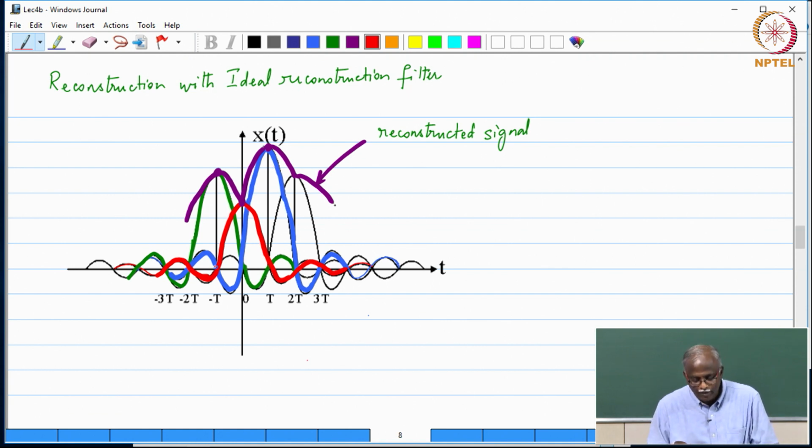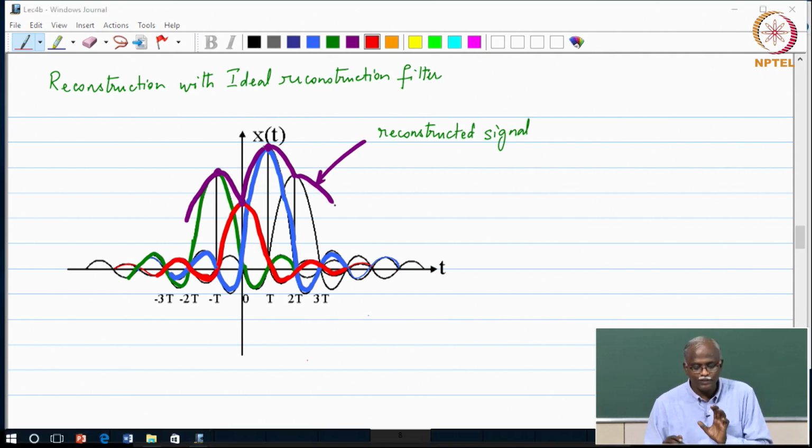Notice at the sampling points, all of them, the other copies go through zero. That is a very, very important property, because what that tells us is that the resultant signal will have the same value as the sample points. Those sample values will not be altered; everything gets filled in, but the sample values will not be altered.